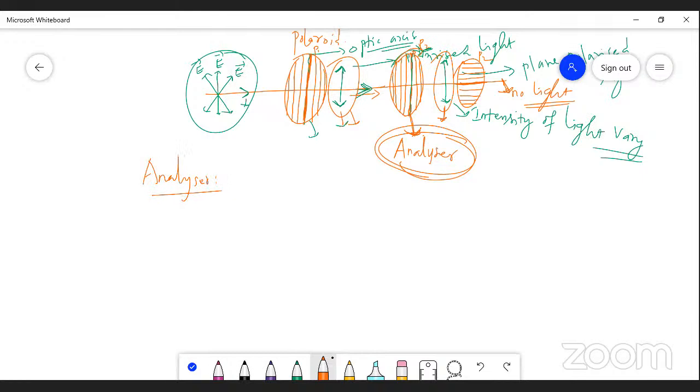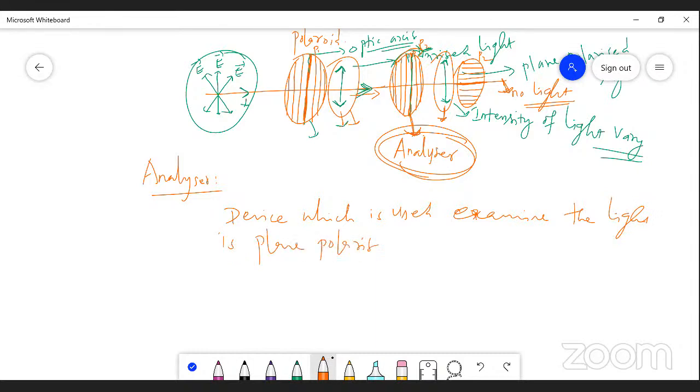Analyzer is a device which is used to examine whether the light is plane polarized or not. So dear students, we discussed polarizer and analyzer. Polarizer is a device which is used to produce plane polarized light. Analyzer is a device which is used to examine whether the light is plane polarized light or not.